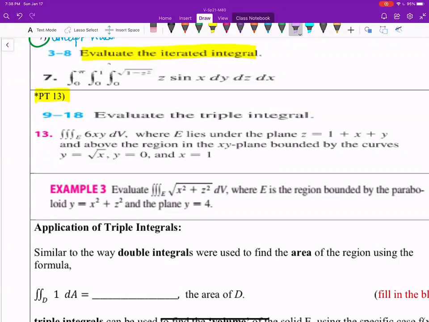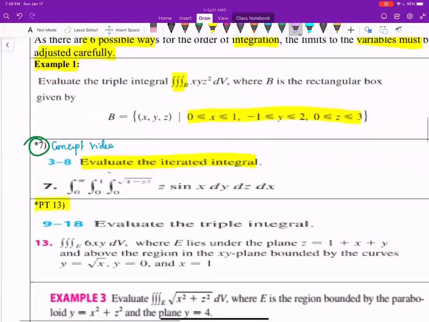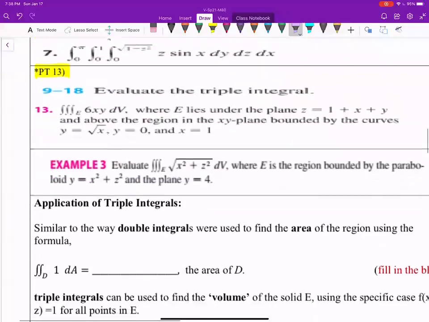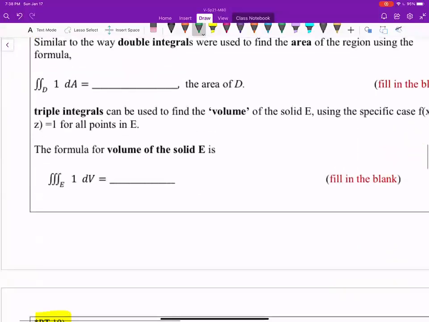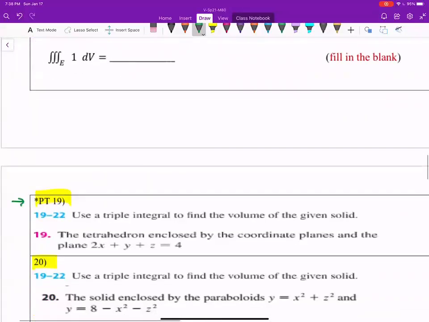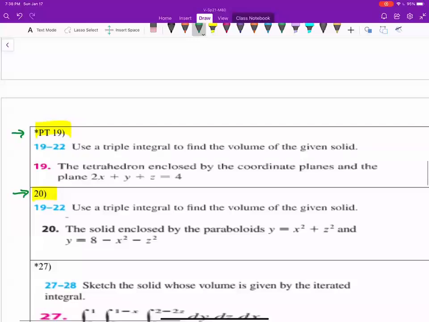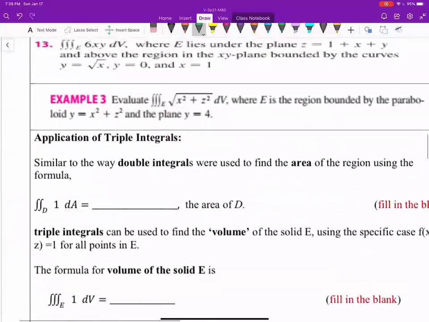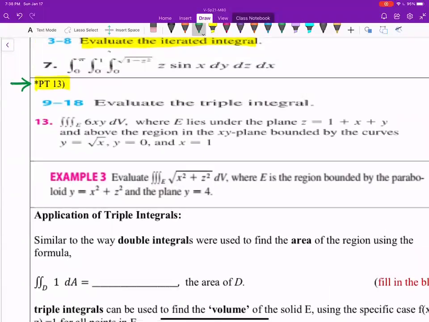Please refer to my section video for some of the problems that are done in this exercise, which is number 13. Number 13, you can refer to the section video for that one. And there are some more: number 19, number 20. All these are done in the section videos for section 15.6 for the above problems.